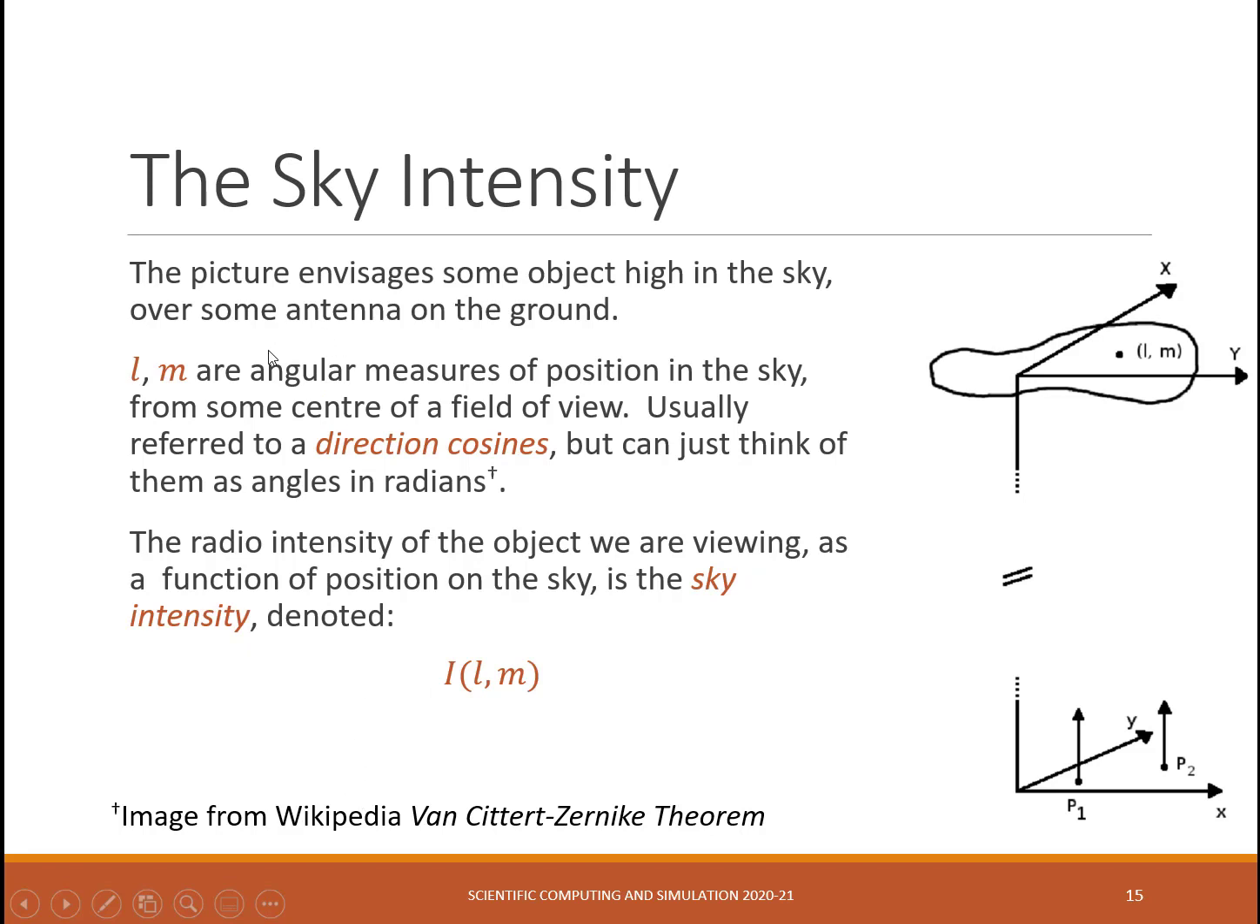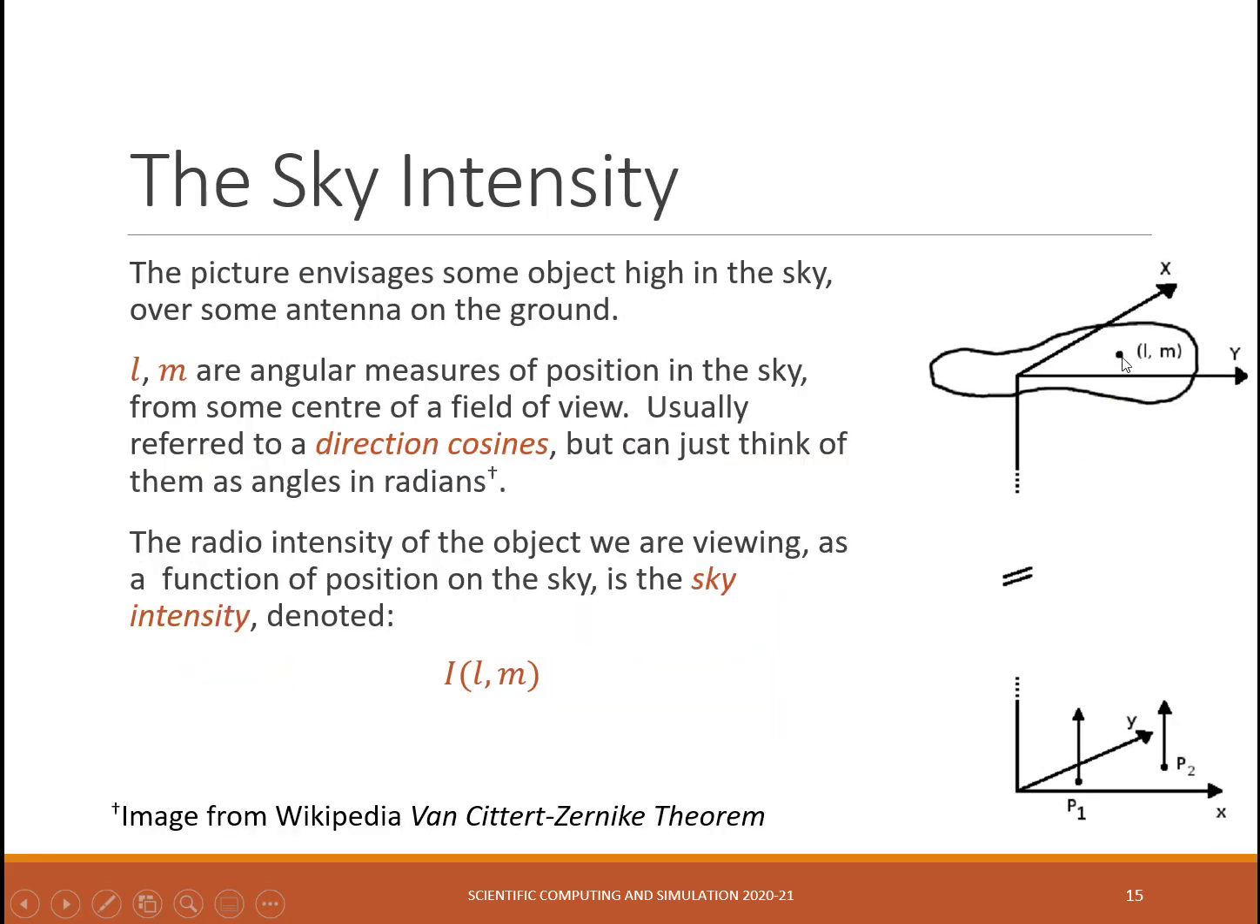Now I want to introduce sky intensity or sky brightness. The sky intensity is the quantity that we usually measure with telescopes. In simple words, the sky intensity corresponds to the strength of light received by the antennas from the sky.